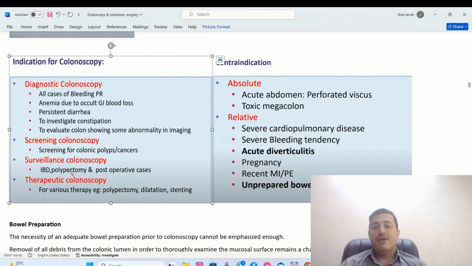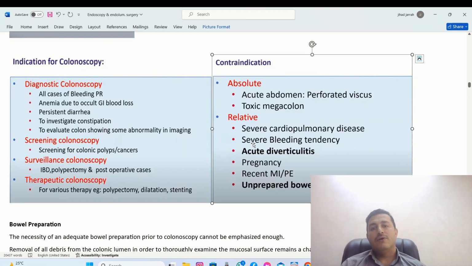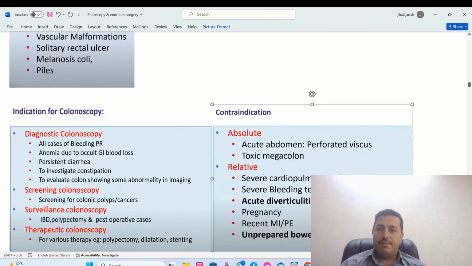And it could be therapeutic in the form of polypectomy, dilatation, stenting, coagulation, stopping the bleeding by different modalities. There are some absolute contraindications for colonoscopy. Of these are the acute abdomen, perforated viscus, for example, or toxic megacolon. Of the relative contraindications, as you see in front of you: severe cardiopulmonary disease, severe bleeding tendency, acute diverticulitis, pregnancy, recent MI, and unprepared bowel.